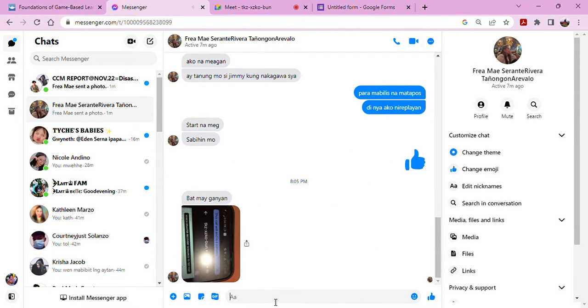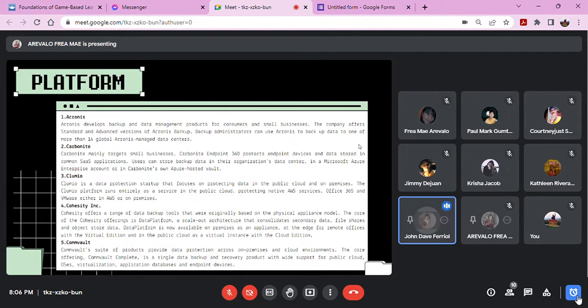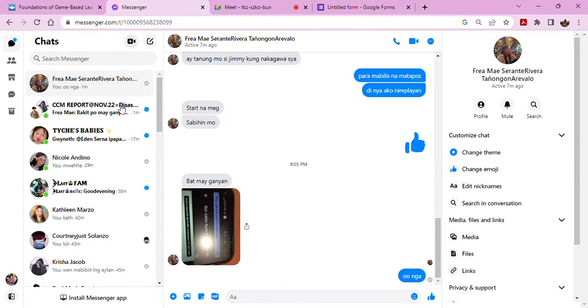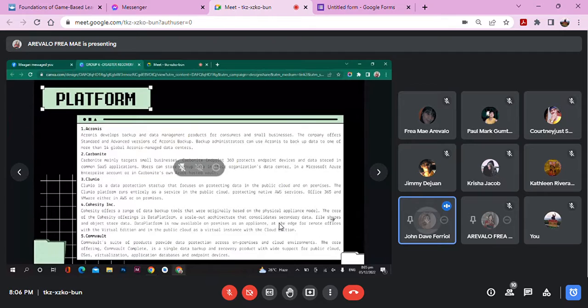Number 1, Acronis. Acronis develops backup and data management products for consumers and small businesses. The company offers standard and advanced versions of Acronis backup. Administrators can use Acronis to back up data to one of more than 14 global Acronis managed data centers.